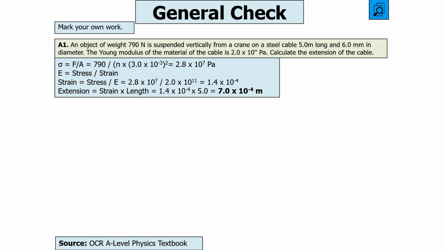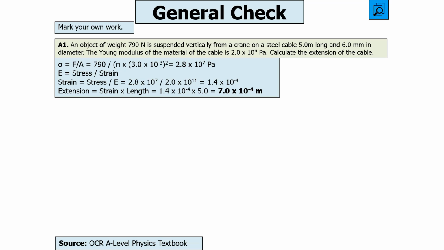The Young modulus is stress over strain, so therefore strain is stress over Young modulus. So we work out our strain, because we've got the Young modulus and we've got the stress now, to be 1.4 times 10 to the minus 4. Therefore, extension is going to be strain times by length. So it's 1.4 times 10 to the minus 4 times by 5, which is 7.0 times 10 to the minus 4 meters.